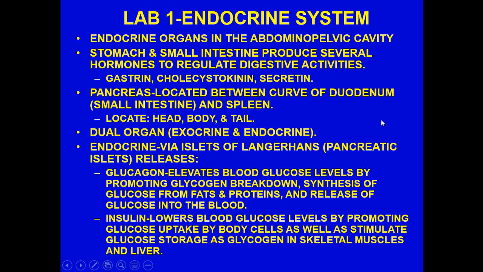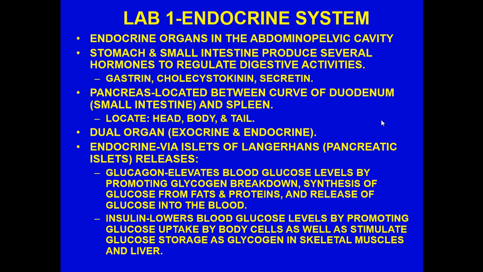The endocrine organs in the abdominopelvic cavity. The stomach and the small intestine produce several hormones to regulate digestive activities. The key ones you want to keep in mind are gastrin, cholecystokinin, and secretin. We will go into this much more in depth down the road when we get into the digestive system.